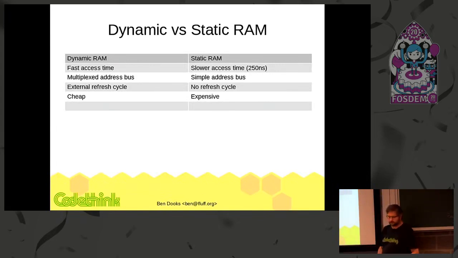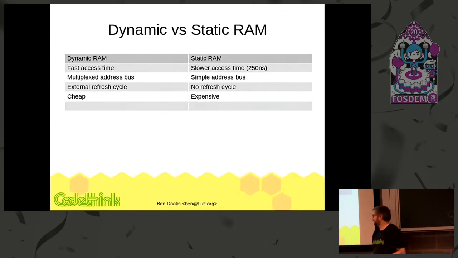So dynamic RAM was a bit faster, but it comes with a couple of downsides. The address bus is multiplexed, so you have to give it the address in two parts. Whereas SRAM just had a standard address bus, you just gave it an address and a read or write. Dynamic RAM requires a refresh. So in this case it's 128 rows, requiring every single row to be accessed within a 4 millisecond window. Otherwise, the contents of the RAM will start decaying.